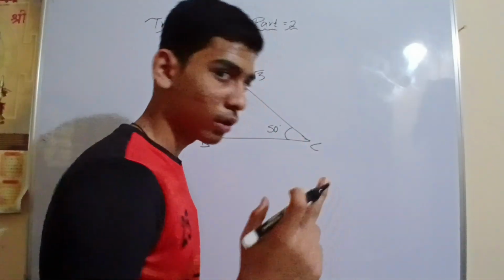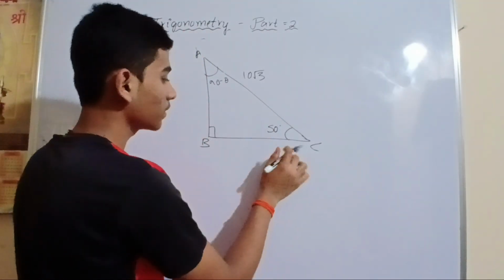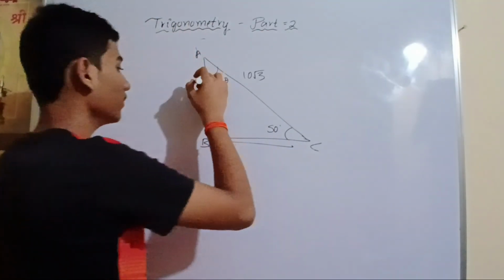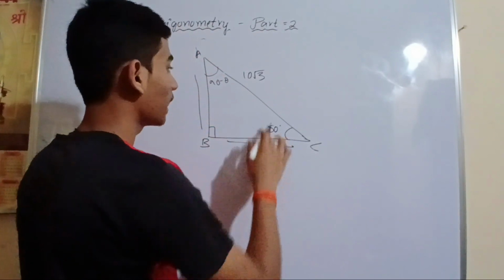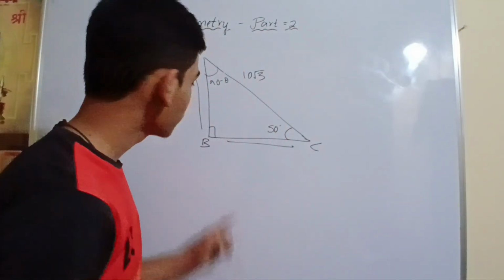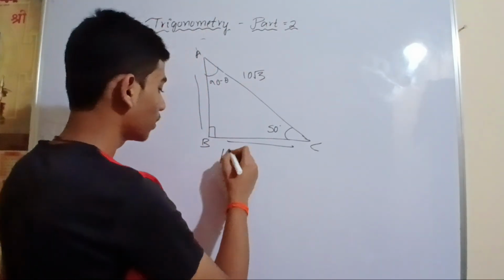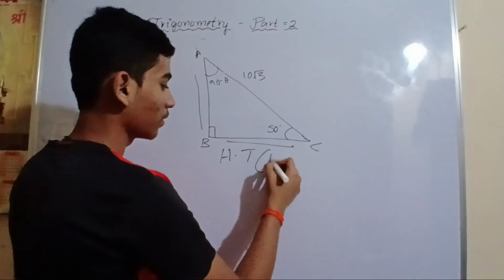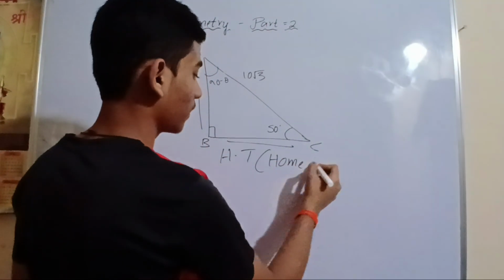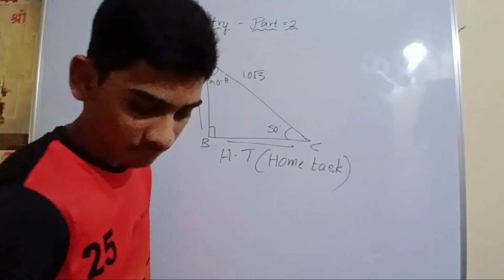So your home task is to find both the adjacent side and the opposite side. I have given you the hypotenuse, which is 10 root 3. So you need to find the opposite and the adjacent. This is your HT, home task, right?